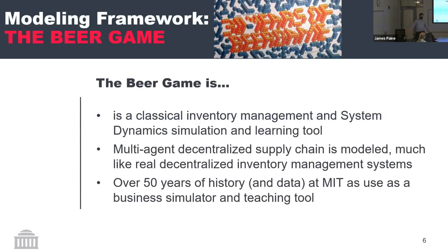For this particular audience, I think the beer game will be a familiar place to explore, but for those of you who might not be familiar with it, it's a classic inventory management simulation and learning tool. It illustrates the concepts around bullwhip itself, so managers are familiar with it, and also some somewhat deeper and more subtle observations around the mental models and heuristics that can lead towards bullwhip.